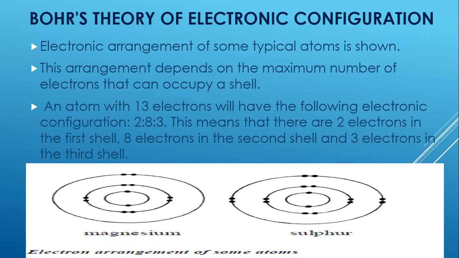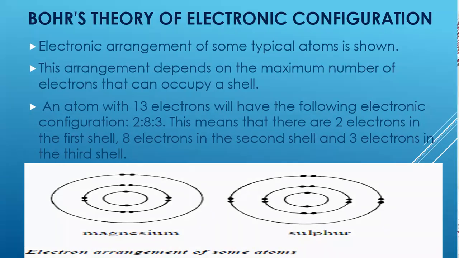Take an example: an atom with 13 electrons will have the following electronic configuration, that is 2, 8, 3. This means that there are 2 electrons in the first shell, 8 electrons in the second shell, and 3 electrons in the third shell. So that's simply how the electrons can be arranged according to this theory.